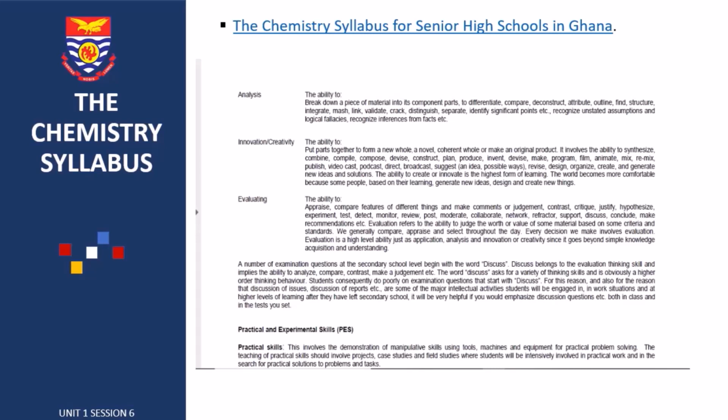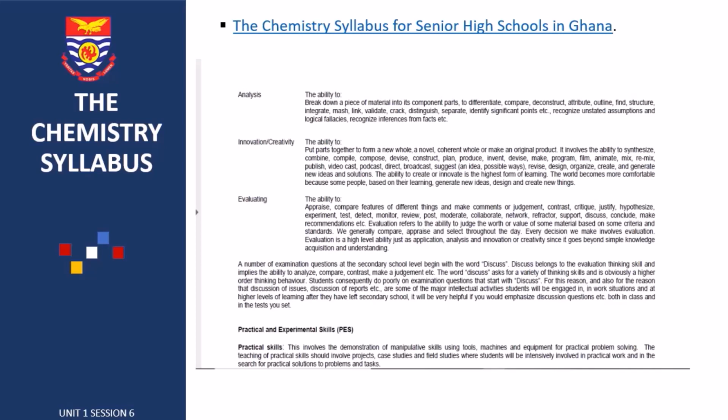Critical analysis is the ability to break down a piece of material into its components, and some of the verbs we can use here are distinguish, separate, identify significant points, recognize unstated assumptions, match, link, validate. And look at innovation or creativity, which is the ability to put parts together to form a new whole. We can use verbs like synthesize, combine, compile, compose, devise, construct, plan, produce, among others.